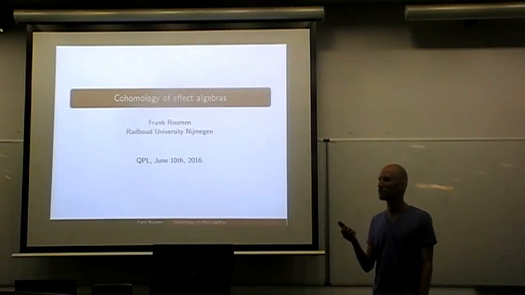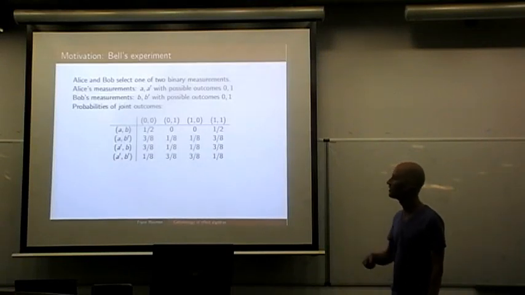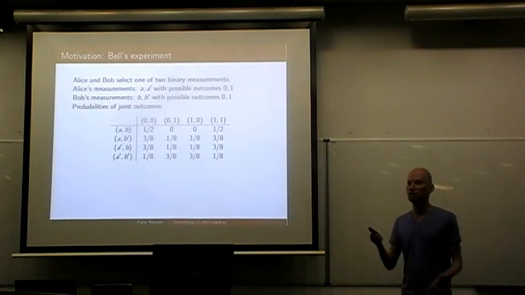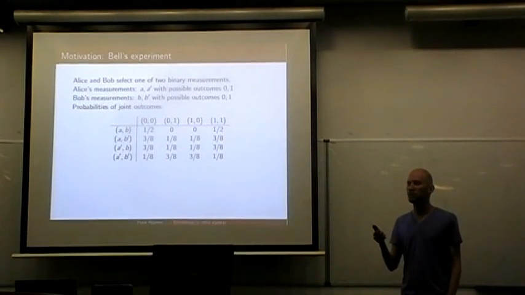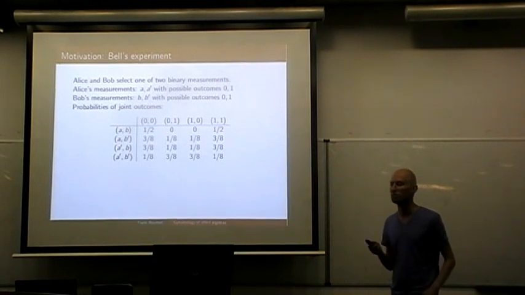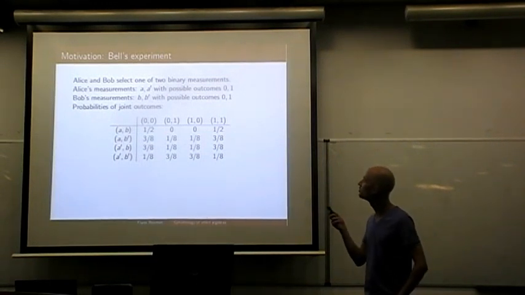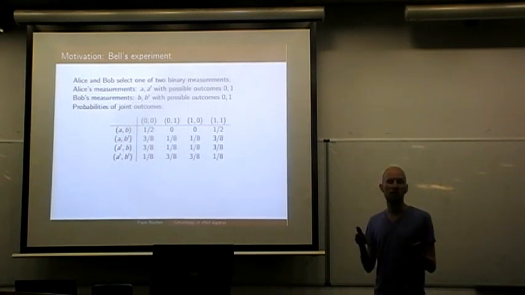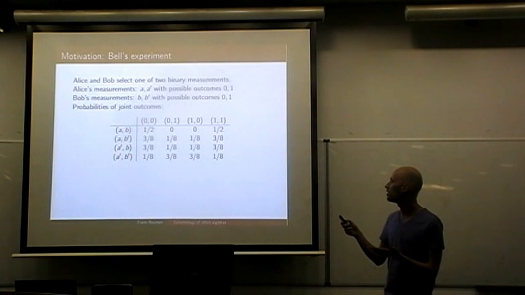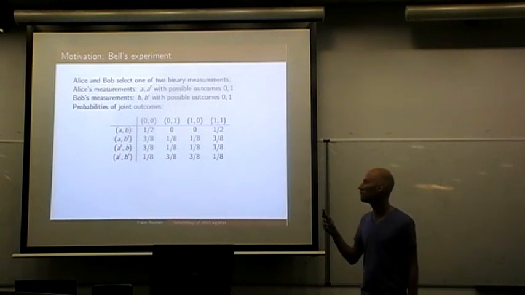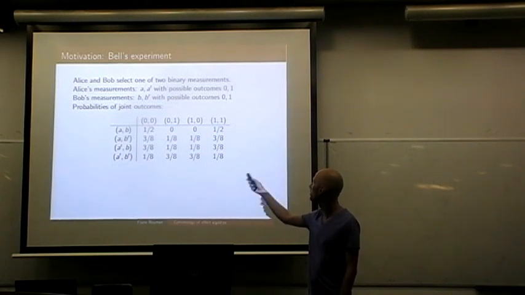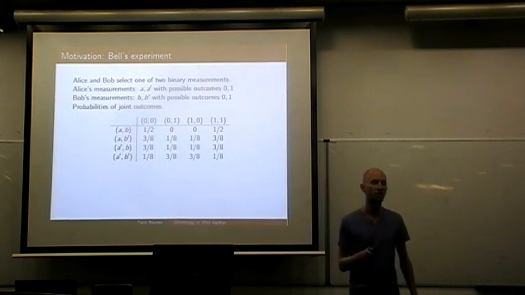In a very original way, namely by giving it the Bell experiment. So in the Bell experiment we have two observers, Alice and Bob, and each of them can make a choice between two possible measurements, and each of these measurements has two possible outcomes. If we have this kind of situation, we can make a table of all probabilities of the possible joint outcomes. So for example, Alice picks measurement A and Bob picks measurement B prime, and then we can look at the probability of certain outcomes, and that gives this table.